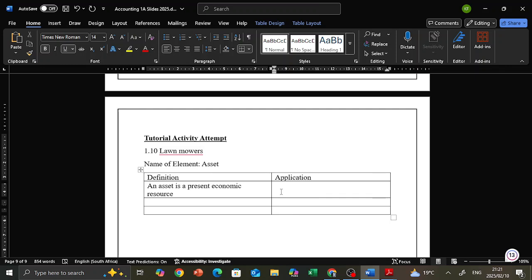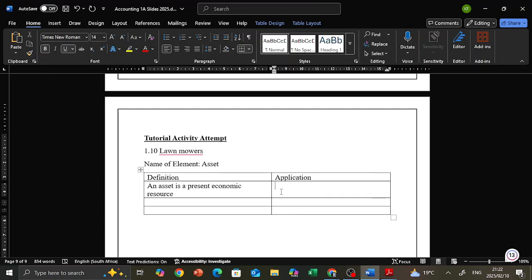If you listened carefully in class today, your best friend in these scenarios is the word "because", because it forces you to elaborate. Do you remember that from class, guys? Or am I tweaking? Exactly, I'm not tweaking. Great. So, the lawnmowers are a present economic resource because Gardens has a present legal right of ownership over the lawnmowers.